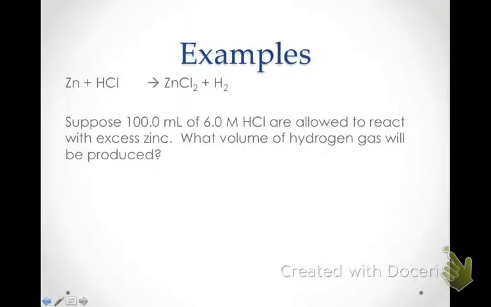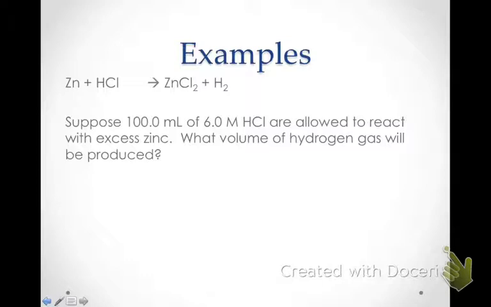Okay, here's one last example. I have zinc reacting with hydrochloric acid to make zinc chloride and hydrogen. This is the reaction from the inside of your penny that you did when you reacted the inside of the penny, but the outside did not. It says, suppose 100 milliliters of 6 molar HCl are allowed to react with excess zinc. Remember, that just means more than enough, more than what's required. What volume of hydrogen gas will be produced?